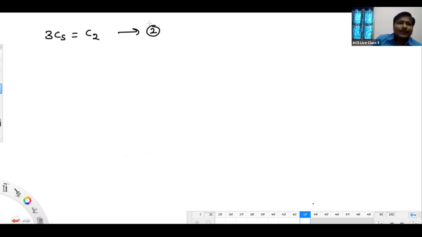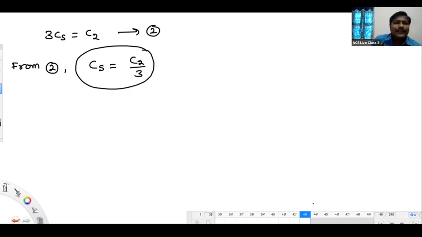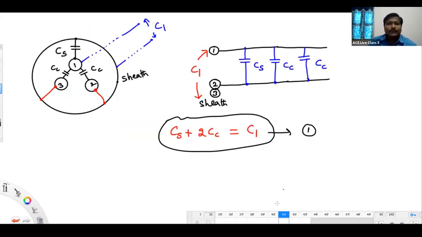Let us say from equation number 2, you can write directly that capacitance Cs is equal to C2 by 3. Now write from equation number 1: Cs plus 2Cc equals C1.